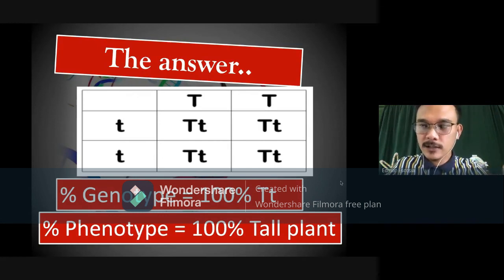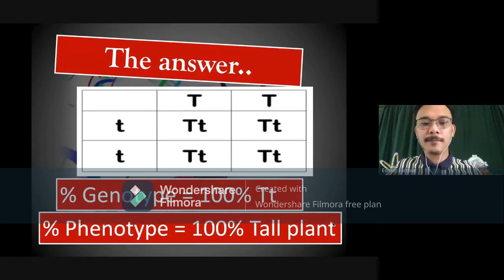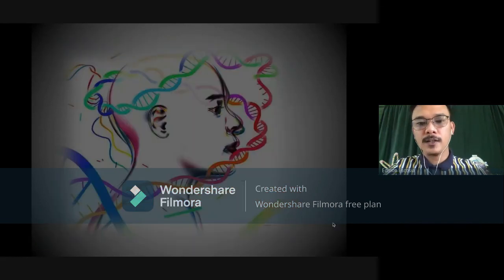Congratulations to those who were able to get the correct answer. You will get 5 points for that. For those who are unable to get it correctly, you have more activities and you have to practice working on problems relating to predicting genotype and predicting phenotype.